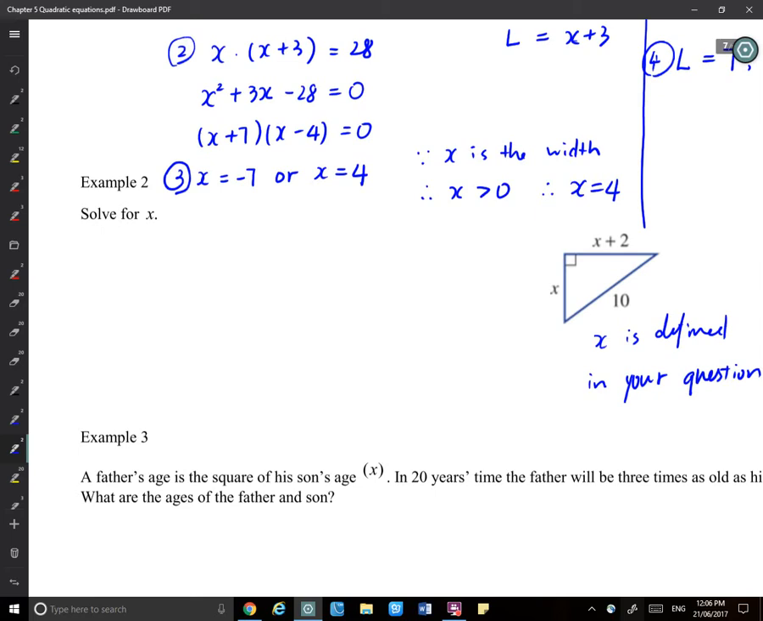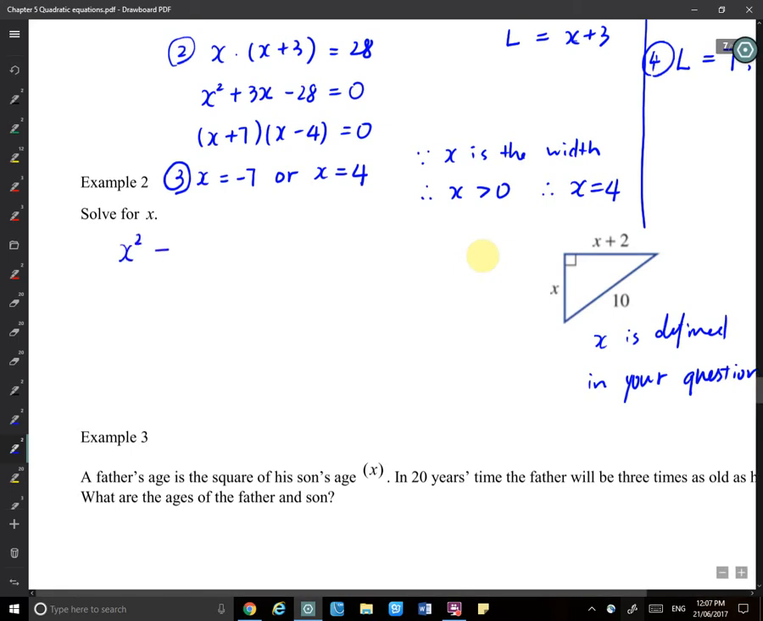We just have a right-angle triangle. How can we set up an equation by using this right-angle triangle? Anyone? Kevin? Pythagoras. So a squared plus b squared equals c squared. Okay, we use Pythagoras. We try to make a connection between the 3 terms. Therefore, we have x squared plus (x plus 2) squared equals 10 squared.